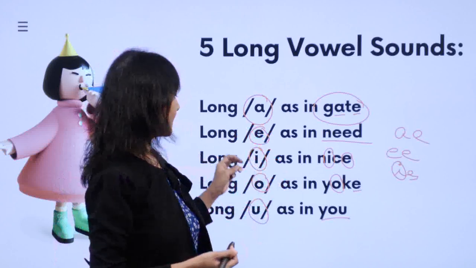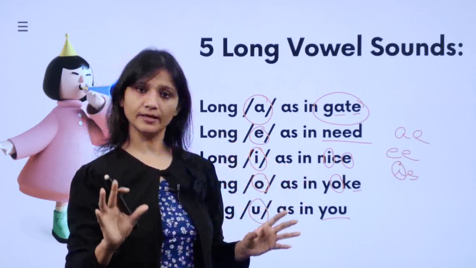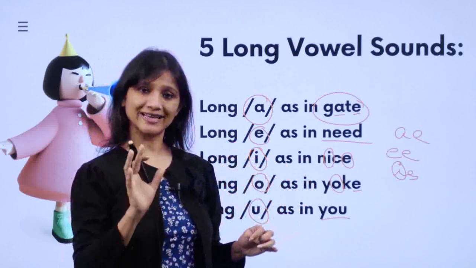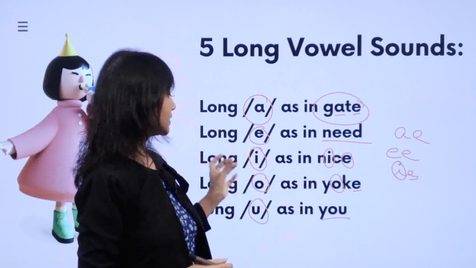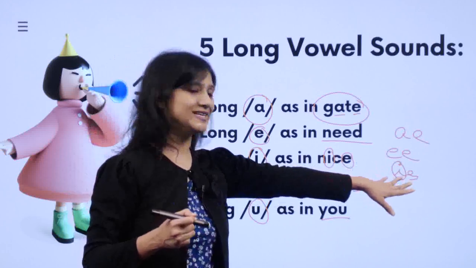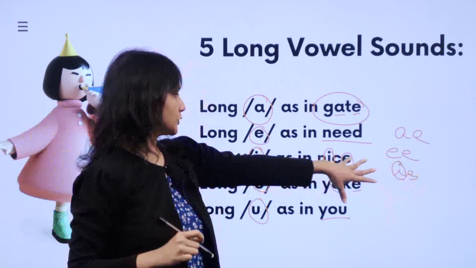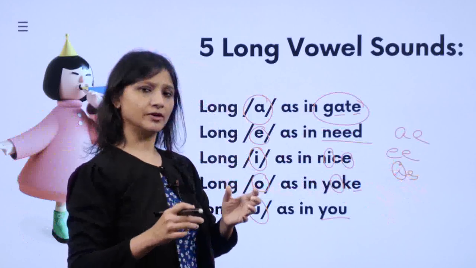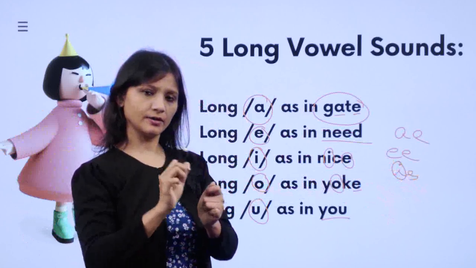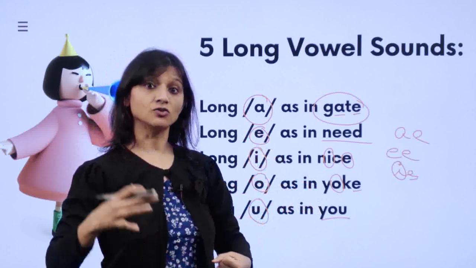All right. Then I. The short sound or the phonic sound of I we had seen is I. Ink pot. All right. Igloo, ink. But the long sound of I is I. And also there will be an E at the end of the word or in the middle somewhere. But the I is followed by an E. So nice, twice, rice. Rise.